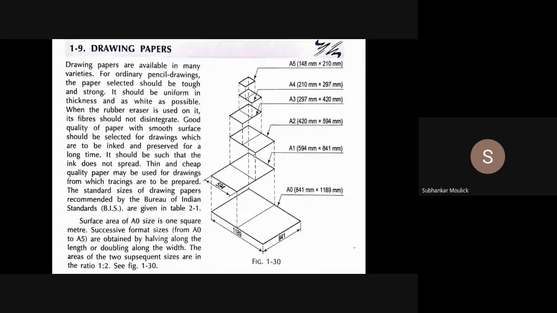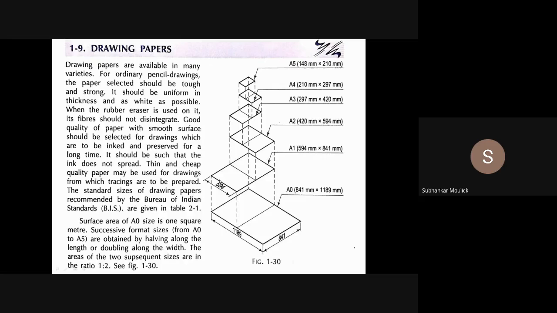If you are dividing the length by half, throughout you will divide the length of the drawing sheet by half while converting from A0 to A5 size paper. Or else if you are doubling the width, then throughout you have to double the width while converting an A0 size paper into A5 size paper.